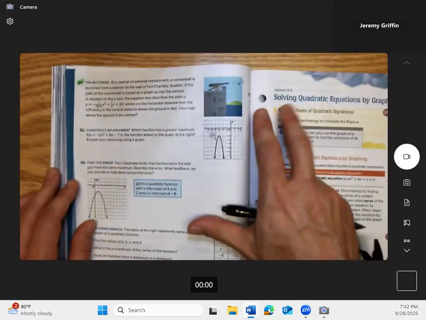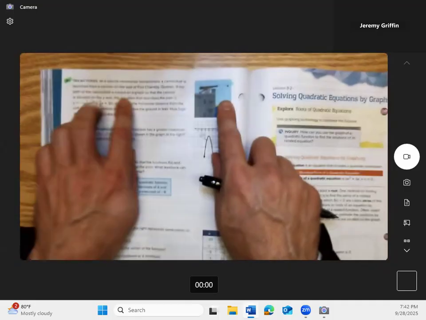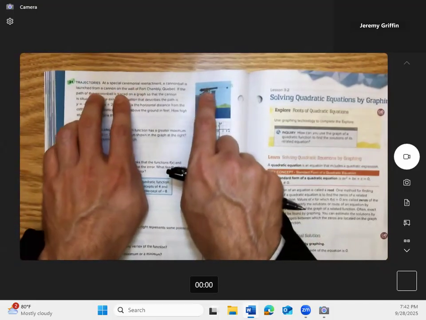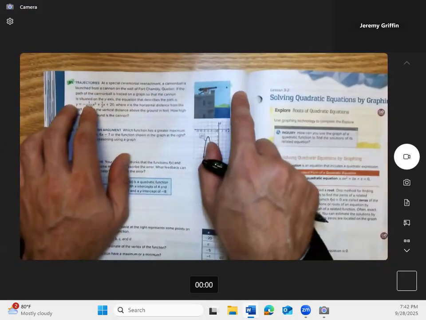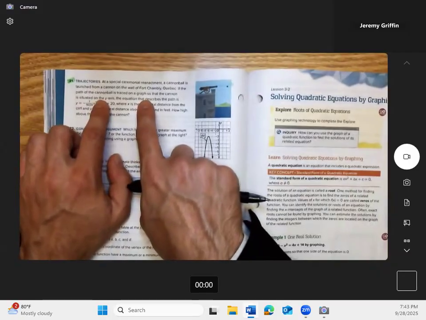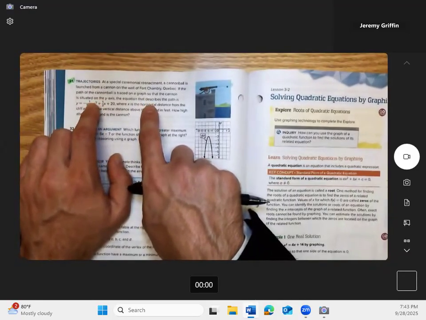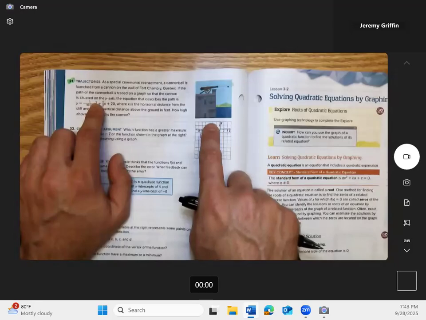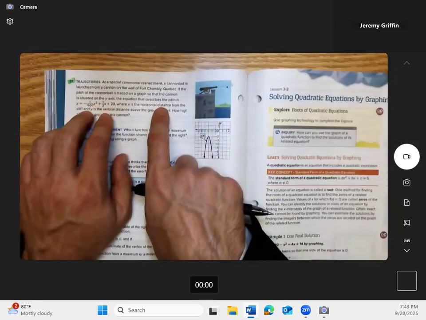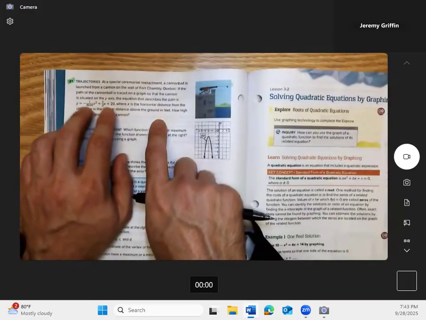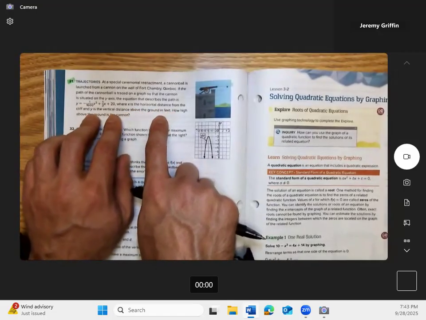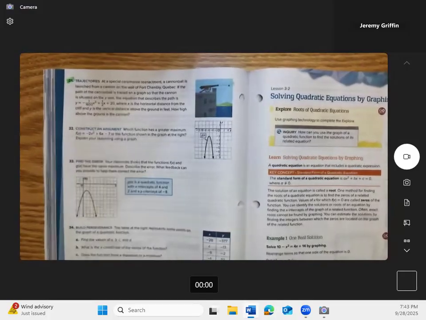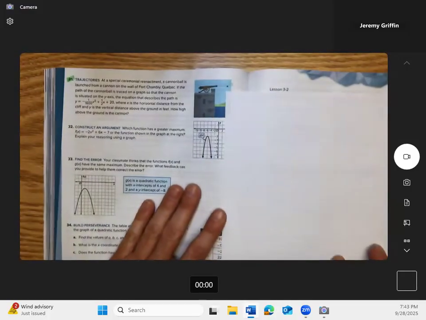Okay, let's go over to trajectories. At a special ceremonial reenactment, a cannonball is launched from a cannon on a wall in Fort Chambly, Quebec. The path of the cannonball is traced on a graph so that the cannon is situated on the y-axis, that's how far above the ground it is. The equation that describes its path is y equals a quadratic with a negative x squared term, where x is the horizontal distance from the cliff and y is the vertical distance in feet. How high above the ground is the cannon?